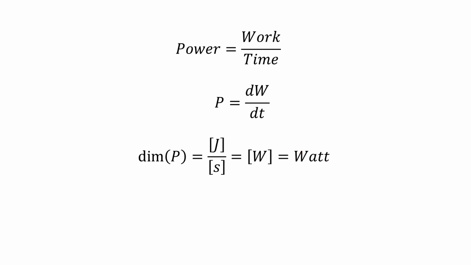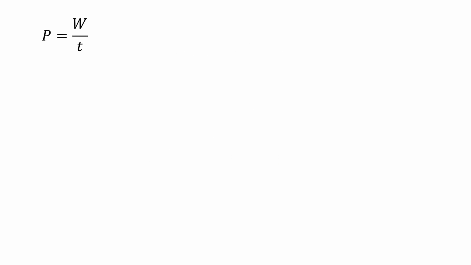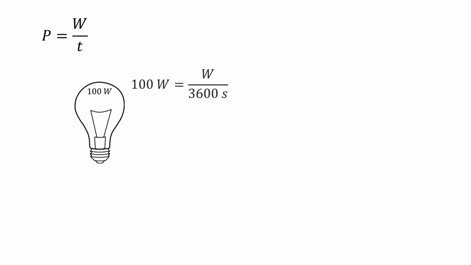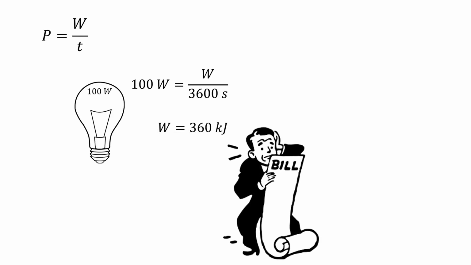You may already be familiar with the unit of a watt. Electrical appliances and devices often come with power ratings, listed wattages. An old incandescent light bulb may have a power rating of 100 watts. That means if you leave the light bulb on for an hour, or 3600 seconds, the light bulb will perform 360 kilojoules of work.